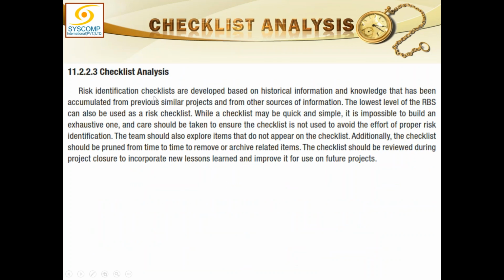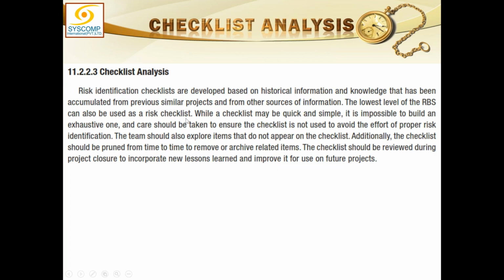Checklist analysis. Risk identification checklists are developed based on historical information and knowledge. Maybe from all the projects we have done before, all the risks which had been there, we have compiled a list of all those risks into a database, and we created a checklist out of it. And we can use that checklist to check out those items which are present in my present project. The lowest level of the risk breakdown structure can also be used as a risk checklist.